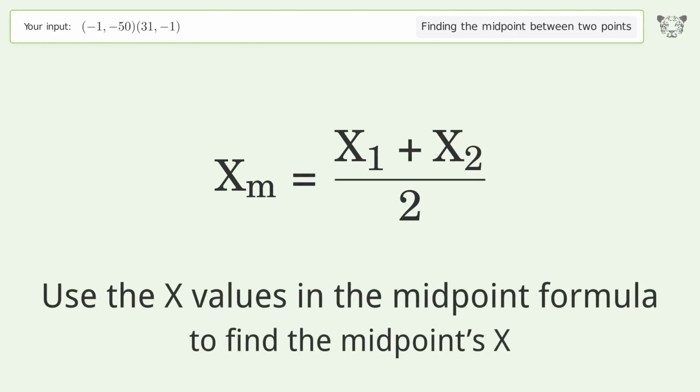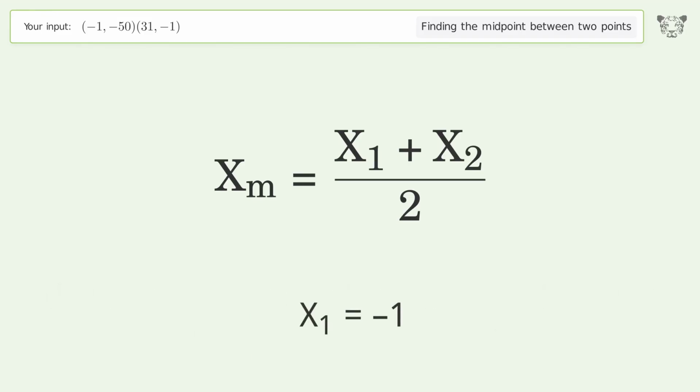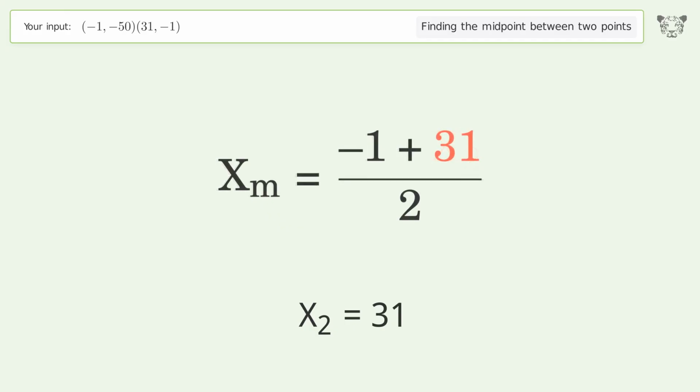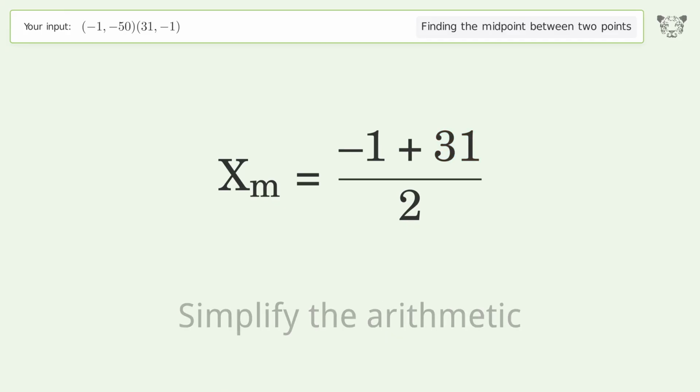Use the x values in the midpoint formula to find the midpoint's x. x1 equals negative 1. x2 equals 31. Simplify the arithmetic.